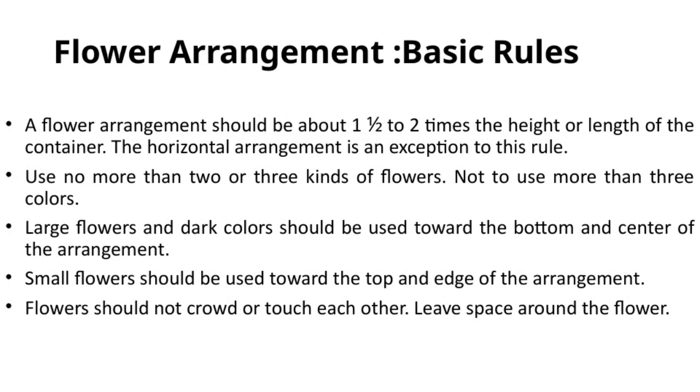When arranging flowers, aim for the height or length of the arrangement to be about 1.5 to 2 times the height or length of the container. This helps create a balanced and visually appealing display. Now, an exception to this rule is horizontal arrangements, which are typically wider than they are tall, so the proportions differ slightly there. Keep it simple by using no more than 2 or 3 types of flowers. This prevents the arrangement from looking cluttered. Similarly, stick to a maximum of 3 colors to maintain harmony and cohesion.